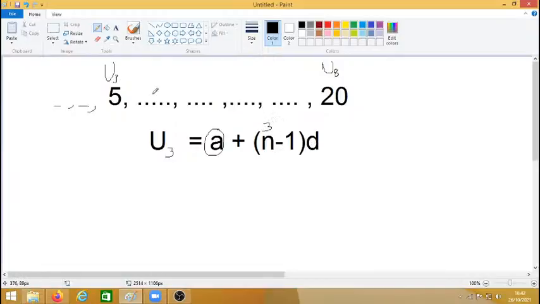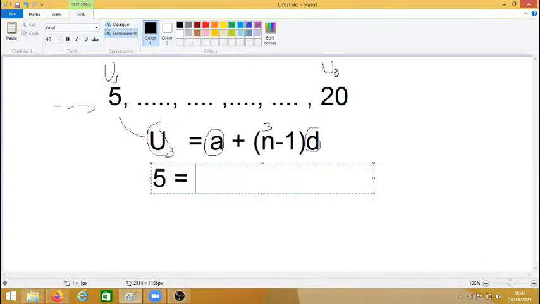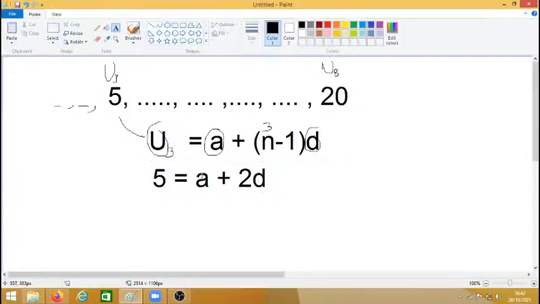The difference we don't know. We could probably have a good guess based on how many numbers there are in between, but we'll just take it easy and let the algebra do the work. We also know u3, the answer to u3, is 5, so the 5 can go there. So we got 5 is equal to a, we don't know, plus 3 take away 1, which just makes 2, and then the d we don't know, so we just leave it as that.